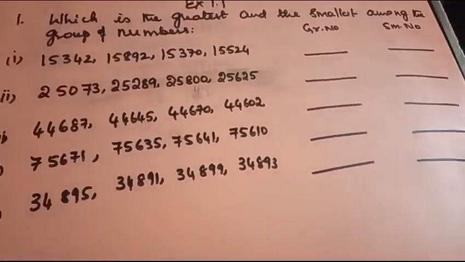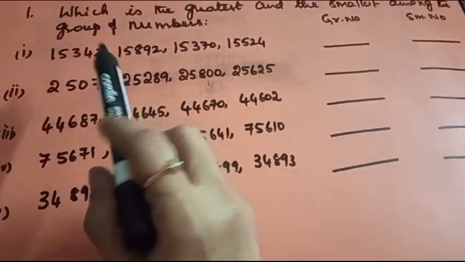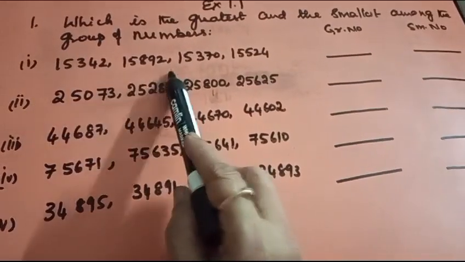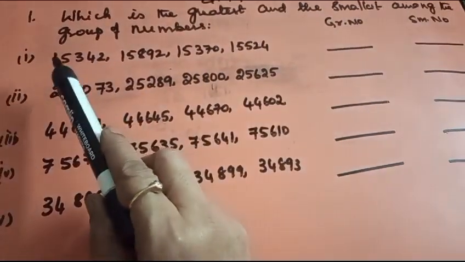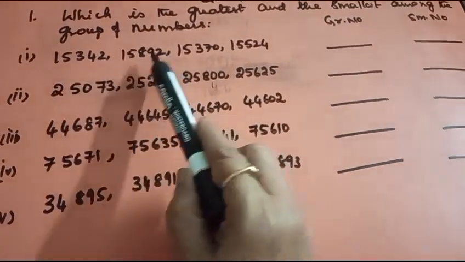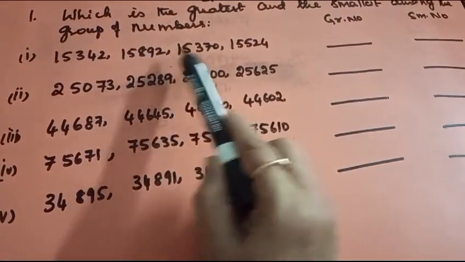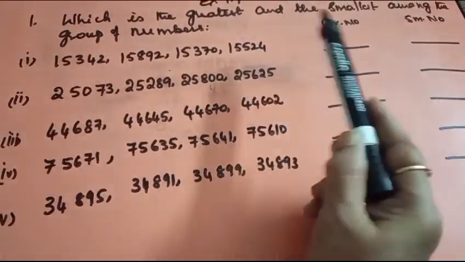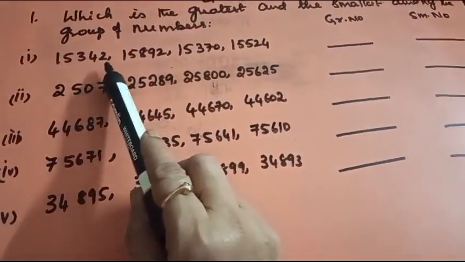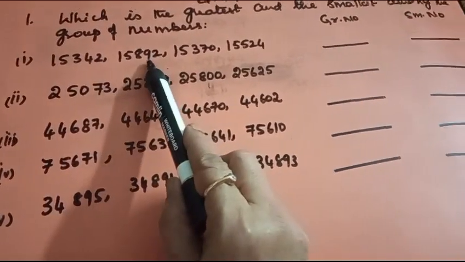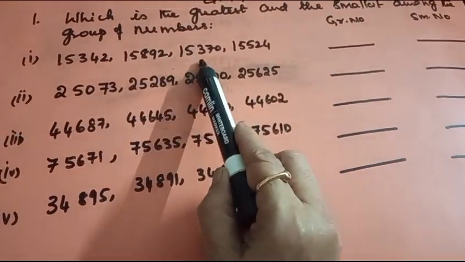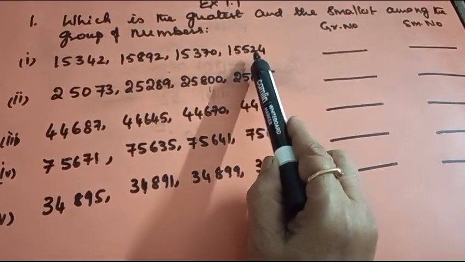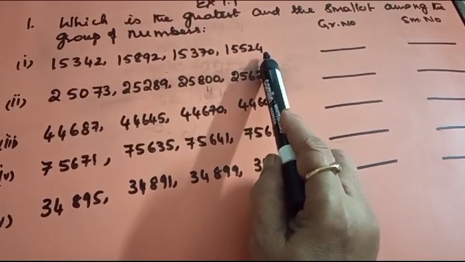The first and foremost thing is you need to find out how many digits there are. Count first, as I said earlier: 1, 2, 3, 4, 5. Here also 5, and 5 values are there in each. The numbers are 15,342, 15,892, 15,370, and 15,524.